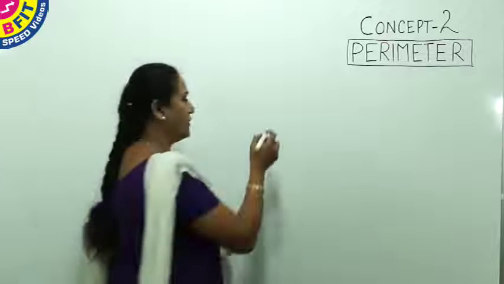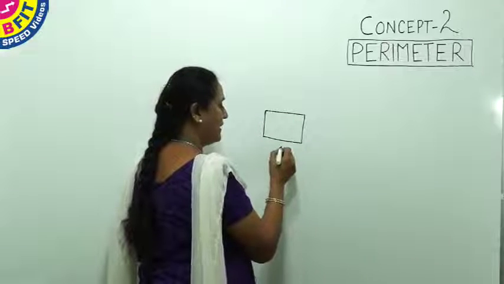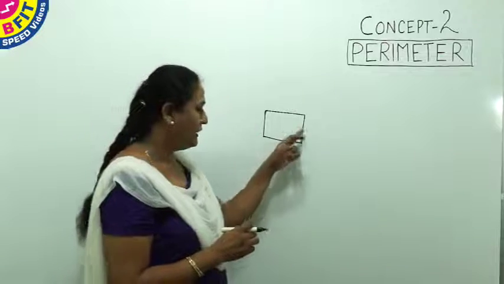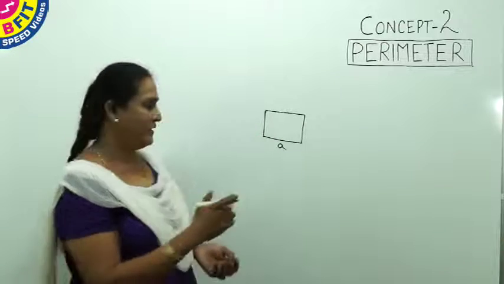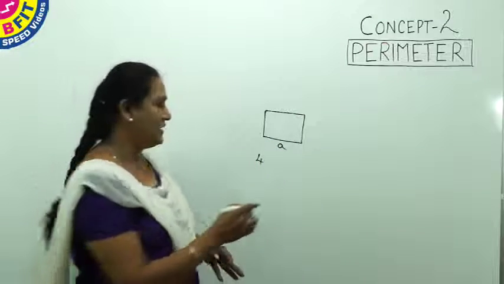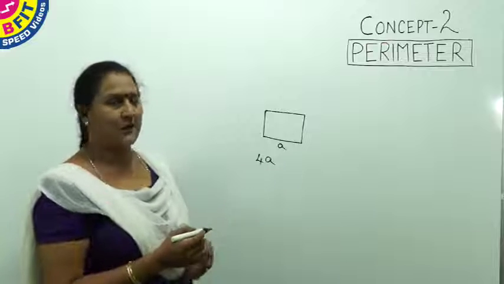Now suppose for a square, perimeter is asked, with side a. What is the perimeter of the square? We will add all the sides, or instead, as all sides are same, how many sides are there? 4 sides. So 4a will give the perimeter of a square.